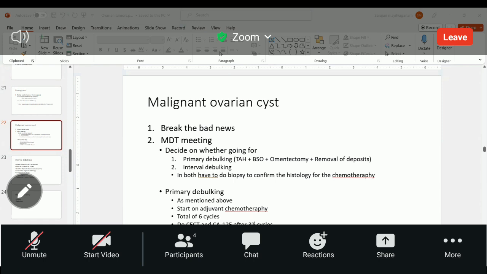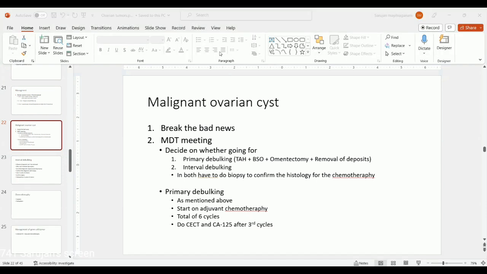Primary debulking means we are doing on the patient a transabdominal hysterectomy, bilateral salpingo-oophorectomy, omentectomy, and the removal of deposits. What we mean by primary debulking is we are opening the abdomen and removing the tumor with the uterus and the fallopian tube with ovary. And also we are removing whatever deposits we see in the abdomen. That is the primary debulking.